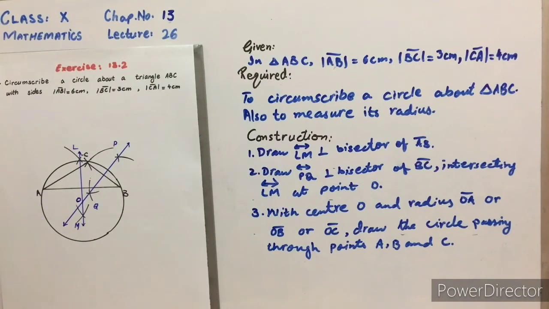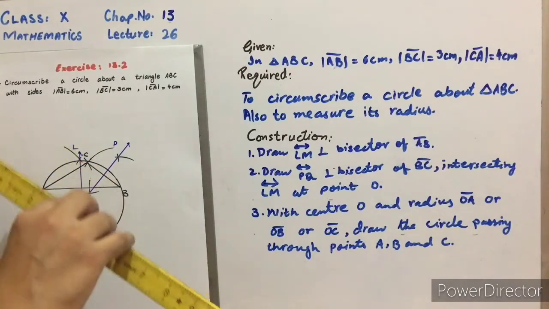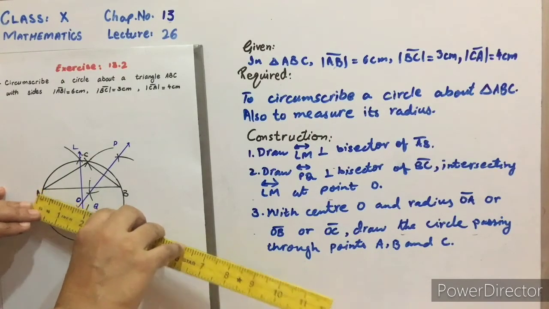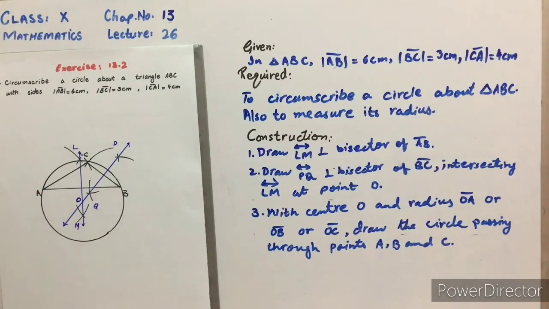Now we have to measure its radius. With the help of a scale, you can measure the distance O to A. It is about 3.4 centimeters. Then measurement OA is equal to measurement OB is equal to measurement OC, which is equal to 3.4 centimeters approximately.